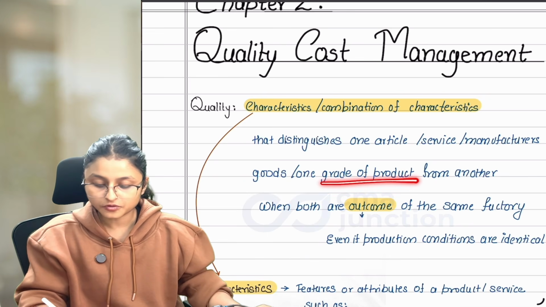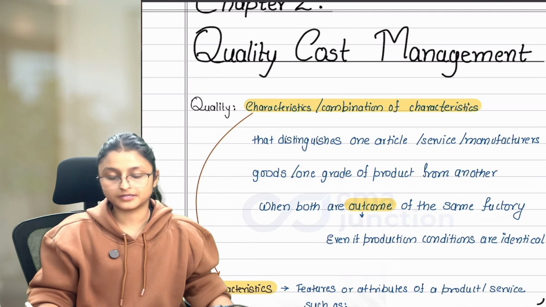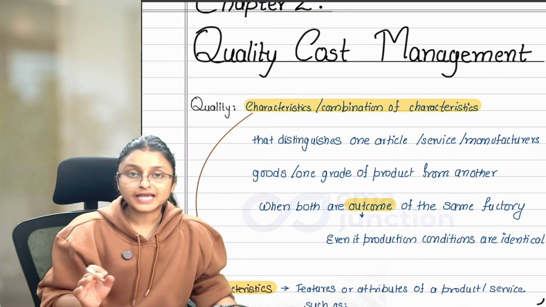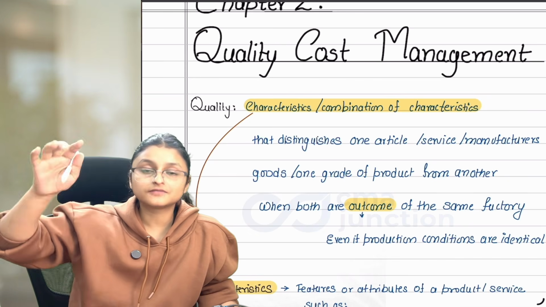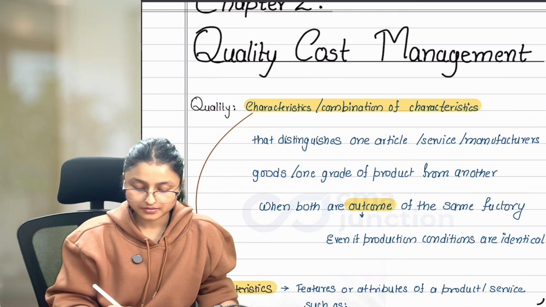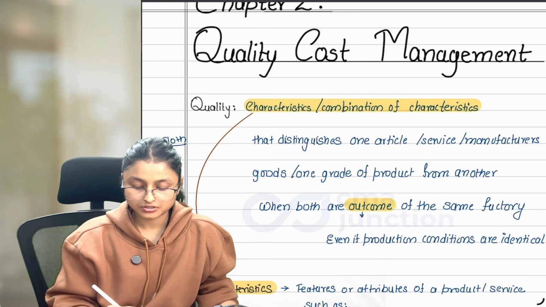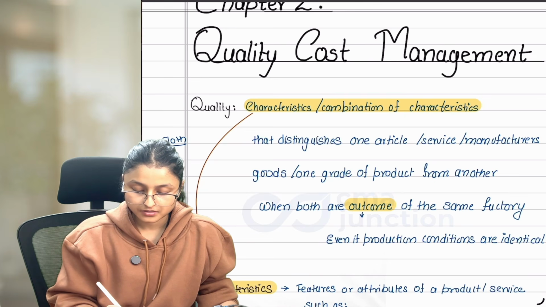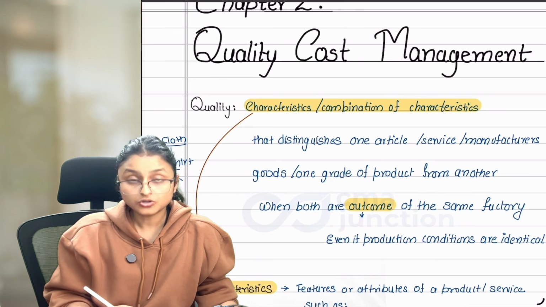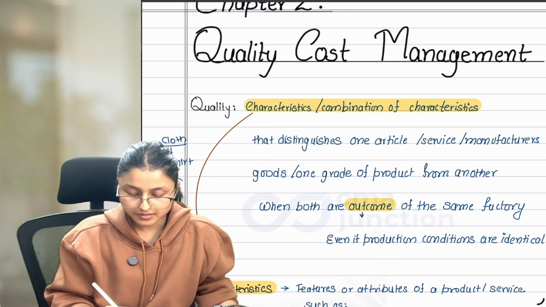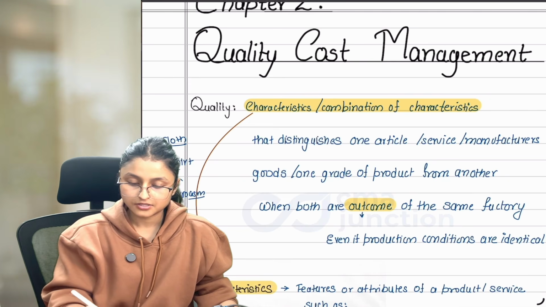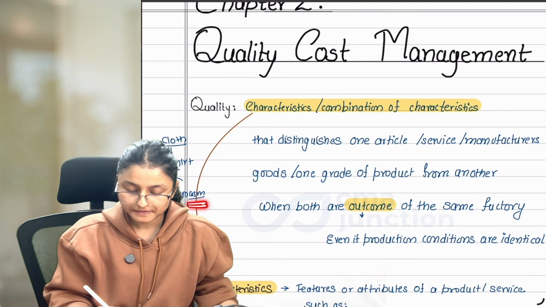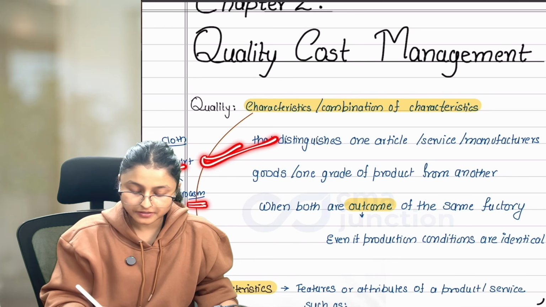Or one grade of product from another when both are the outcome of the same factory. Now what does it mean? It can happen that a similar or same type of product is manufactured by the same factory. For example, a cloth manufacturer is making t-shirts. White t-shirt, exact same t-shirt in two categories or two grades. One is of 80 GSM thickness, and the second one is 100 GSM in thickness.